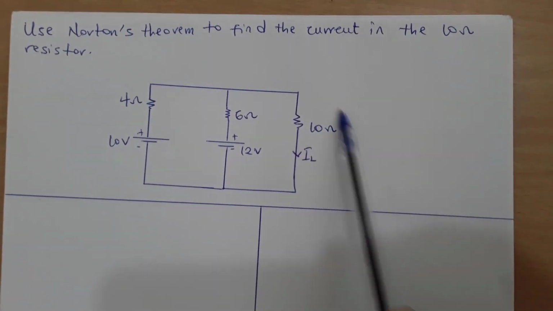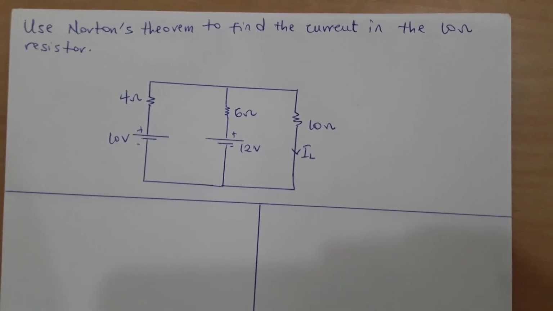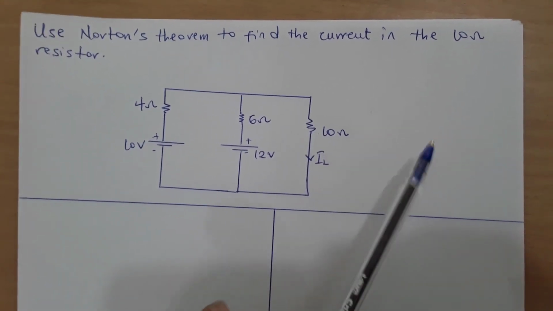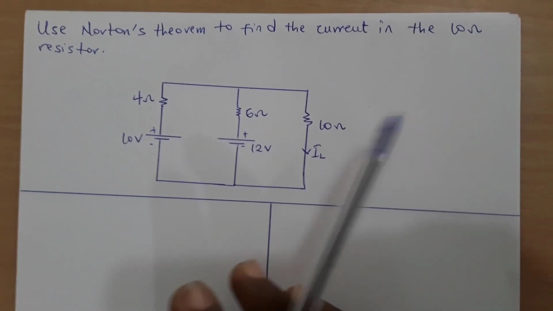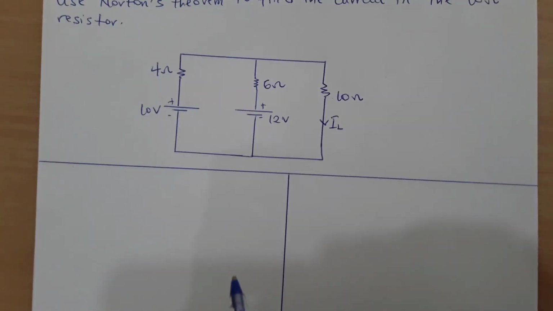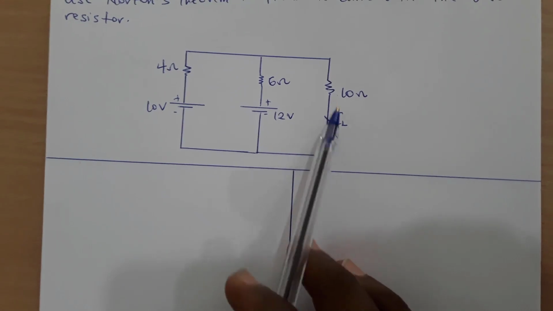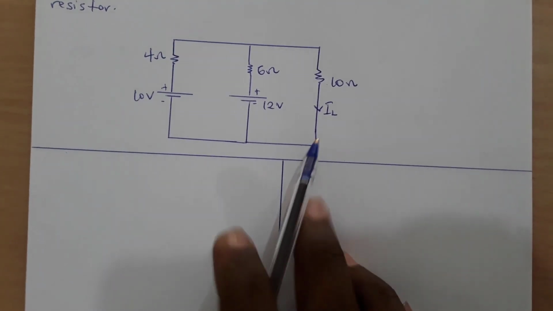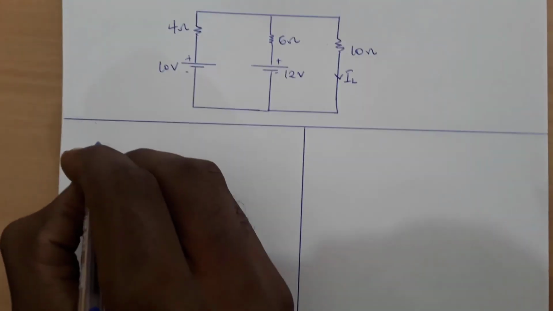So this is where the 10 ohm resistor is, and we know that in Norton the first step is to remove the resistor through which we want to find the current, the same as in Thevenin. And this time around we will short that side. Remember that in Thevenin we will find the open circuit voltage, but in Norton's we will short this side. So let's see how it will go.